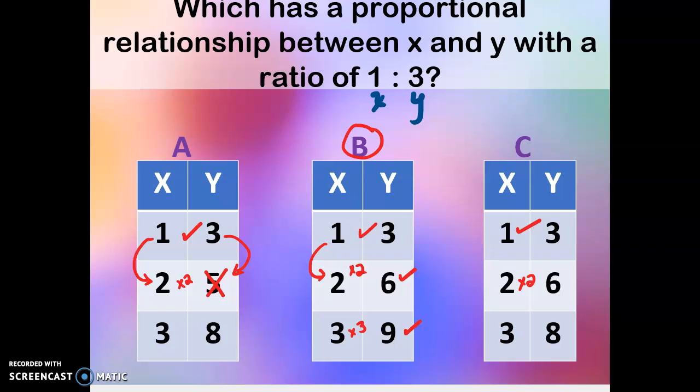3 times 2 is 6. That's correct. So 1 times 3 is 3. 3 times 3 is not 9. So our only answer is B.